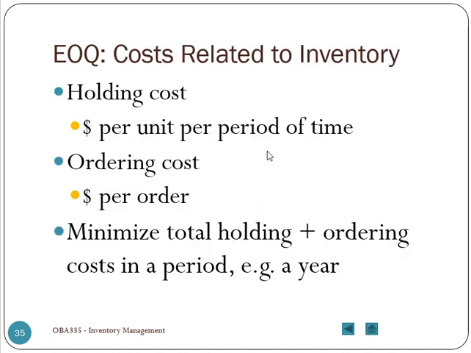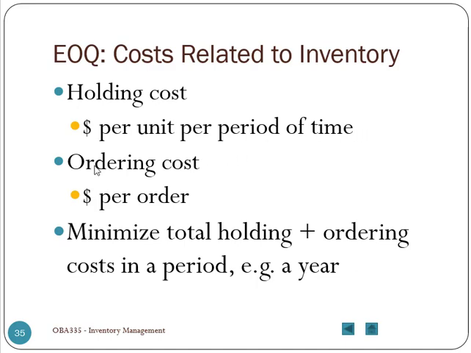We consider only two kinds of costs when we're calculating the EOQ. First is holding costs. This relates to the fact that we have the inventory in our possession, so we have to pay for things such as a warehouse, insurance, and shrinkage. These are all related to how much you have in your possession. Holding costs are measured by dollar value per unit per period of time you hold it. Usually we use a year as the period of time.